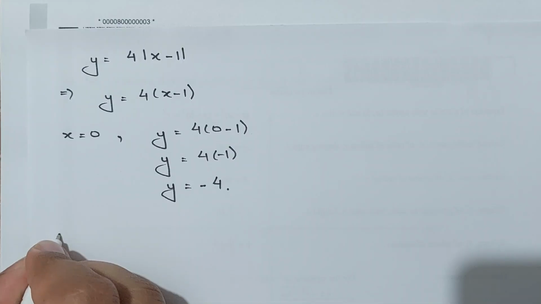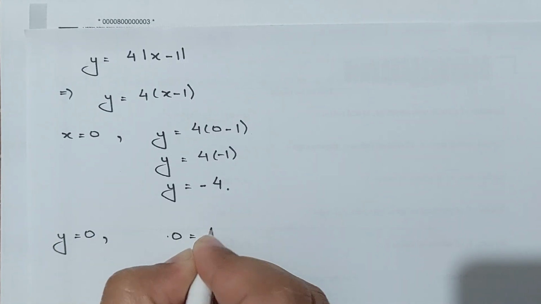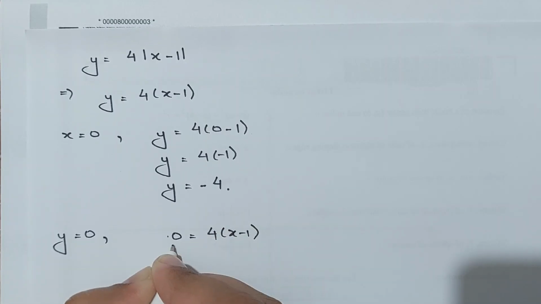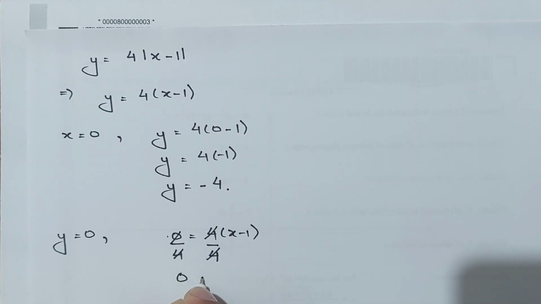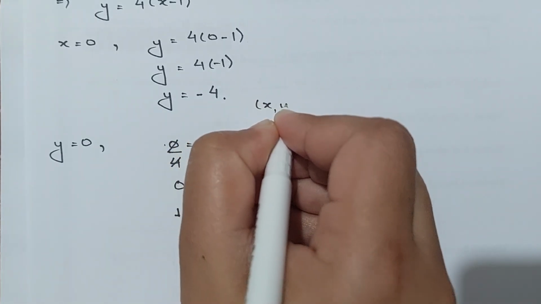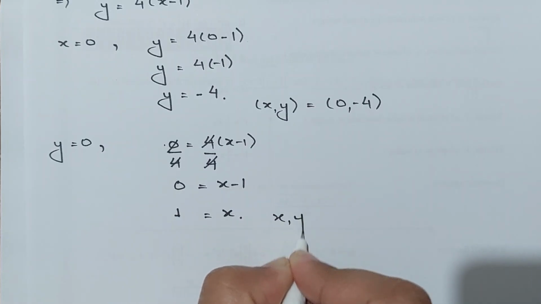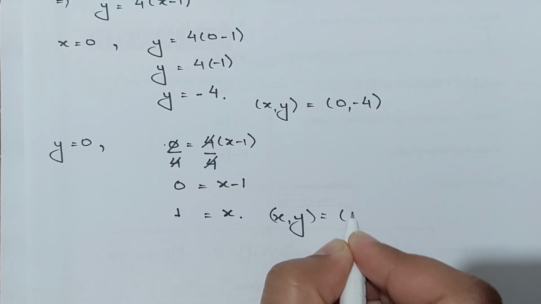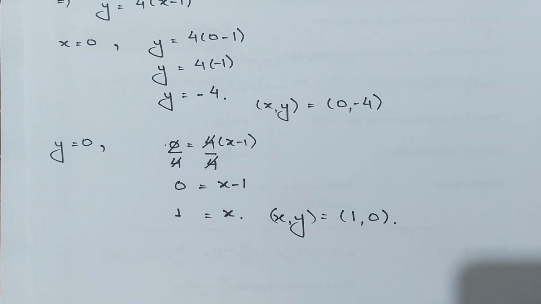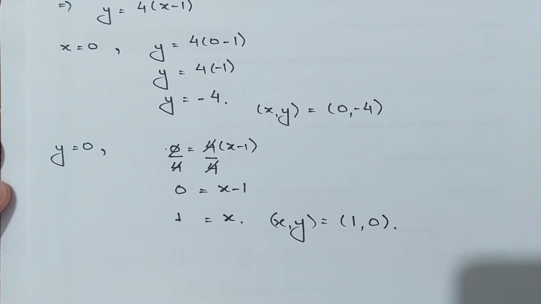Okay, and same when y is equal to 0, what is my x? 0 equals 4 into x minus 1, divided by 4 on both sides. So 0 equals x minus 1, and 1 would be equal to x, right? So from here, the x, y is 0 and negative 4, and here the x, y would be 1 and 0. The x-intercept is 1 and the y-intercept is negative 4, right?